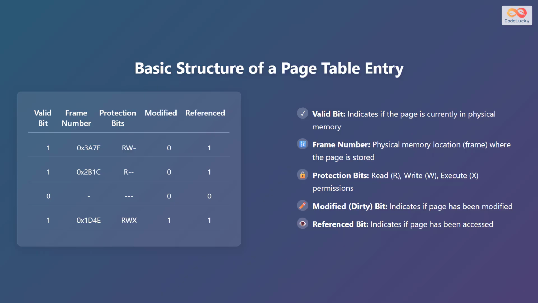Modified, also called dirty bit, indicates if page has been modified. The modified bit is a flag that is set when the page has been written to. This is important for knowing whether the page needs to be written back to disk when it's being swapped out. Reference bit indicates if page has been accessed. The reference bit is a flag that is set when the page has been accessed. This bit is used to track which pages are actively being used.